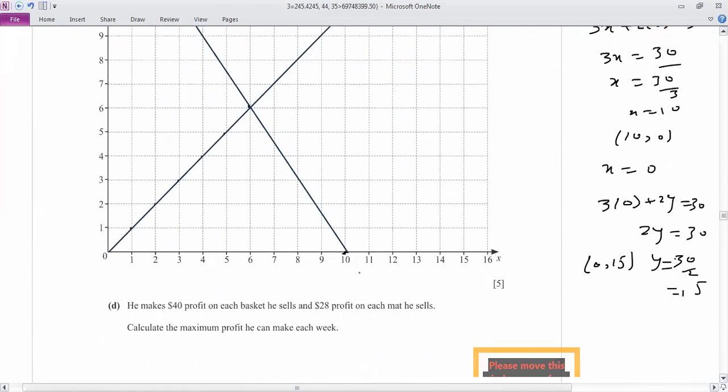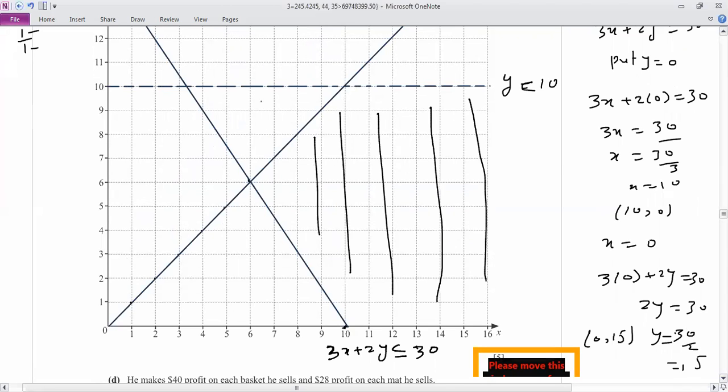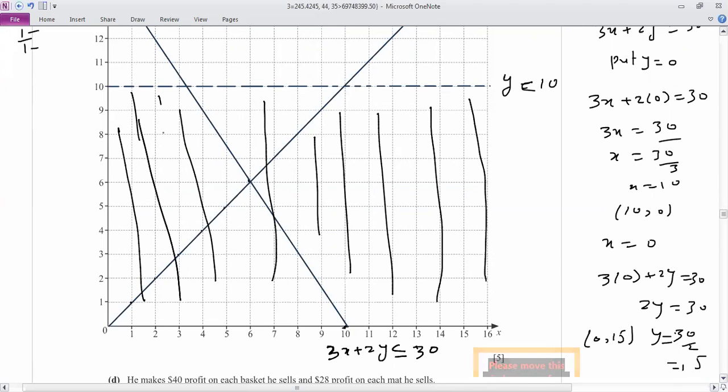And this inequality is 3x plus 2y less equal to 30. Now it's time to shade the solution region. And for shading the solution region, you know what we do. First of all, this one is less than 10. It means solution region will be in this direction, yes? For this one, I will use the black color, just to show that this will be the solution region for this one. Everything under this one is the solution region.